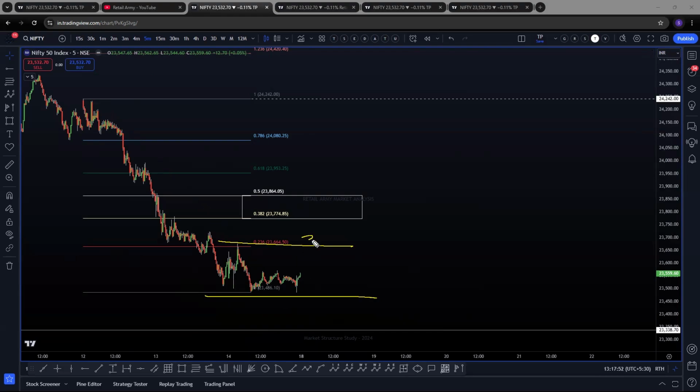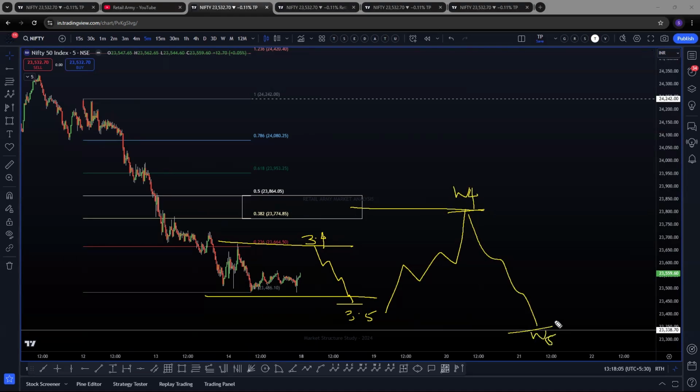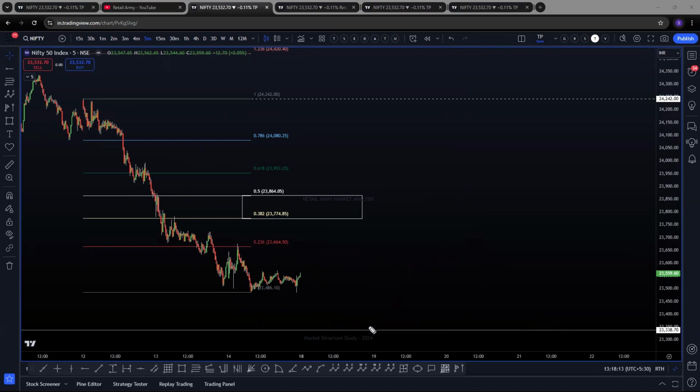That will tell you the clue for wave 3.4. Then wave 3.5 will come. After that, you can plan for a wave 4 in the market, then wave 5. Now, why am I telling you this? Because before I discuss the Gann levels, you must understand the structure of the market which is going on right now. It is clearly a trend on the downside, right?